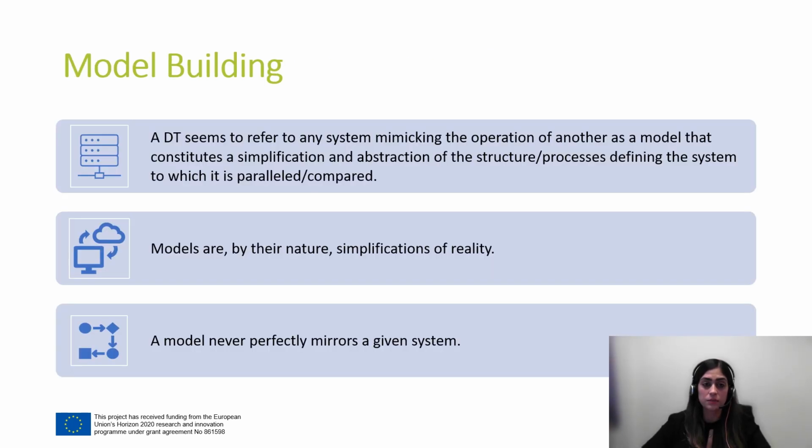Another important item is the model building. A digital twin seems to refer to any system mimicking the operation of another as a model that constitutes a simplification and abstraction of the structure and processes defining the system in which it is paralleled or compared to. Models are, by their nature, simplifications of reality. They should never aim at fully replicating the original system in the same detail. If that is the case, it would be useless and cease to be a model. Therefore, a model never perfectly mirrors a given system.